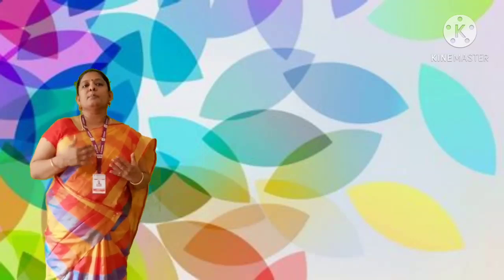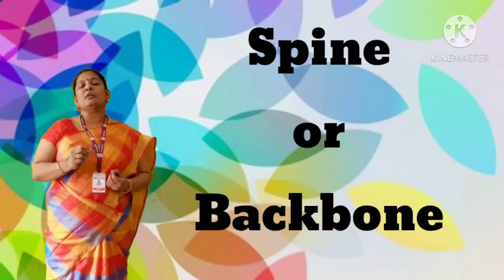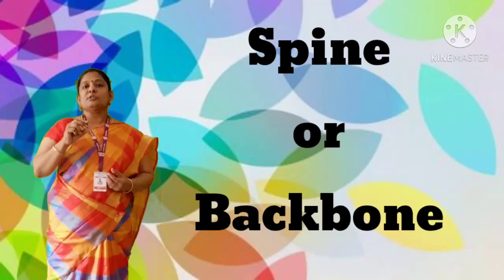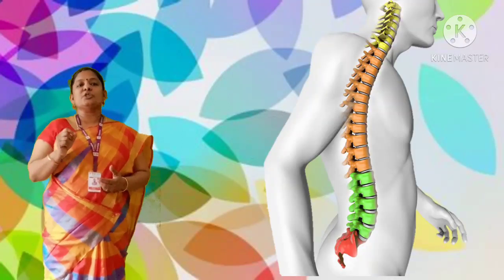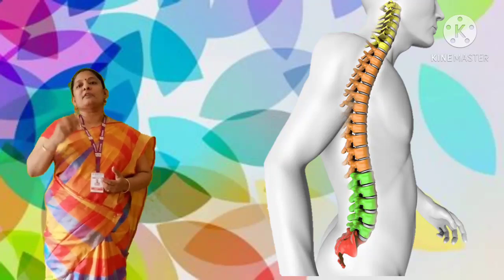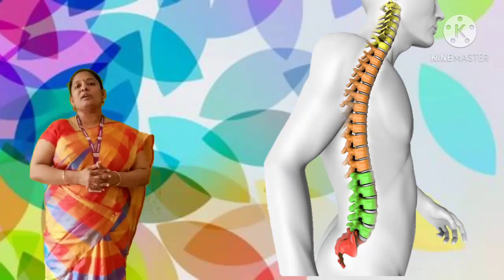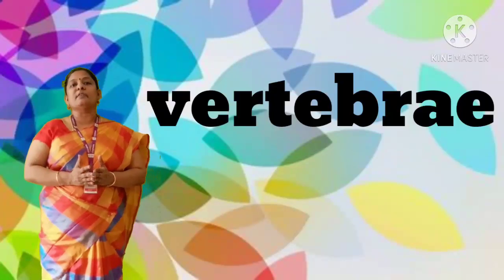The vertebral column runs along the backside of the body. It is also called the spine. The spinal cord is present inside the vertebral column. It is also called the backbone. It is the trunk region of the body, and it supports the upper part of the body. The main support given to our body is the vertebral column. The vertebral column is made up of individual bones called vertebrae.